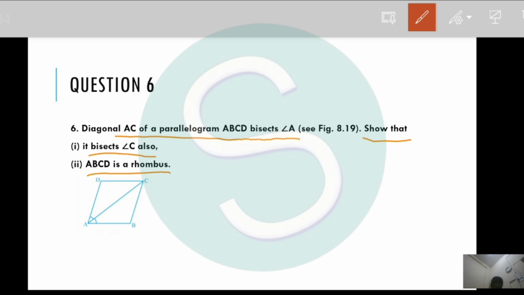हमें given ये है कि AC, this line bisects angle A, that is this angle is equals to this angle, and we have to show that this AC also bisects C, so that this angle is equals to this. And secondly, we have to prove ABCD is a rhombus.